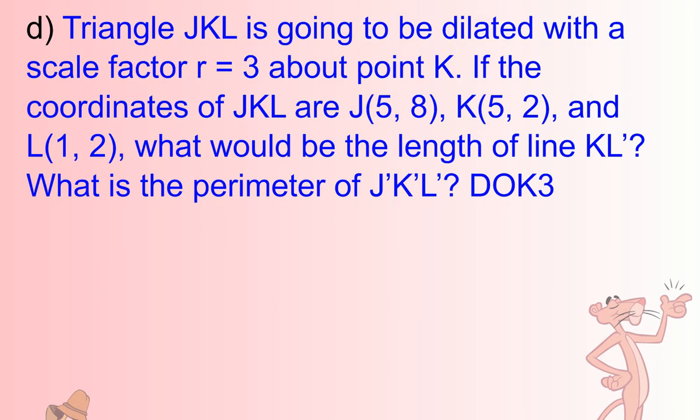Last problem of the day. It says triangle JKL is going to be dilated with a scale factor of 3 about point K. So K is the origin or the center of the dilation. If coordinates JKL are J is 5, 8, K is 5, 2, and L is 1, 5, what would be the length of KL prime? And what is the perimeter of J prime, K prime, L prime?